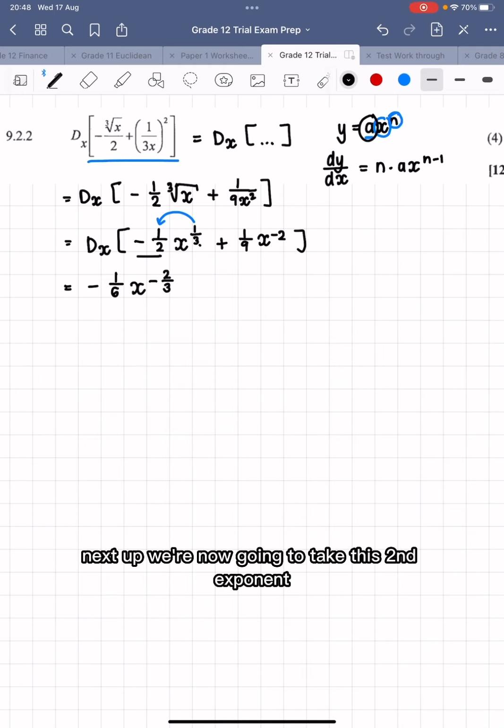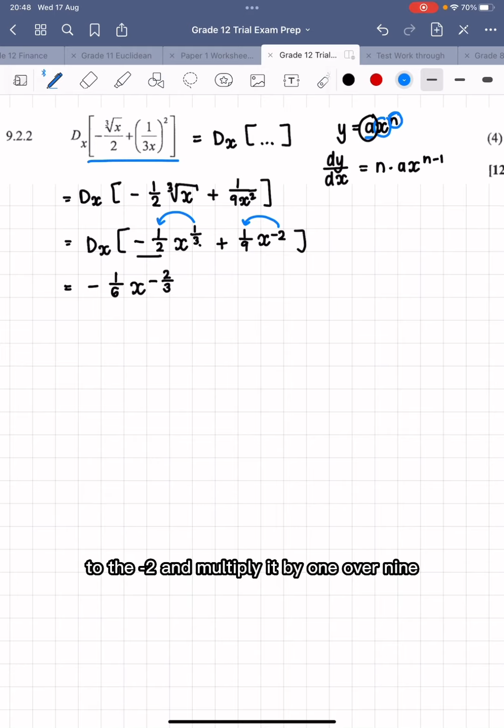Next up, we're now going to take this second exponent, so the negative 2, and multiply it by 1 over 9. That's going to give us negative 2 over 9. We're going to have our x, and now the original exponent, which was negative 2, we need to subtract 1 from that. It's going to give us negative 3. Now we're almost there, guys.